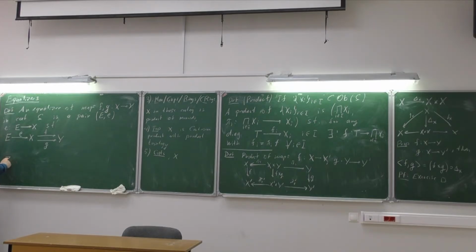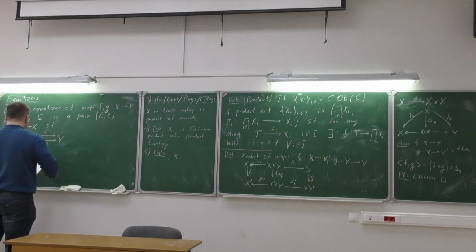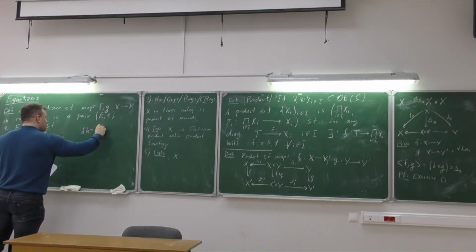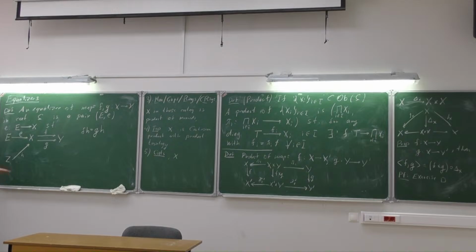Suppose you have another object, let's call it Z, and another map H, with the assumption that the composition F after H is the same as the composition G after H. This is what is called H equalizing F and G. So when you take a precomposition with H, you get the same maps. So H equalizes F and G.